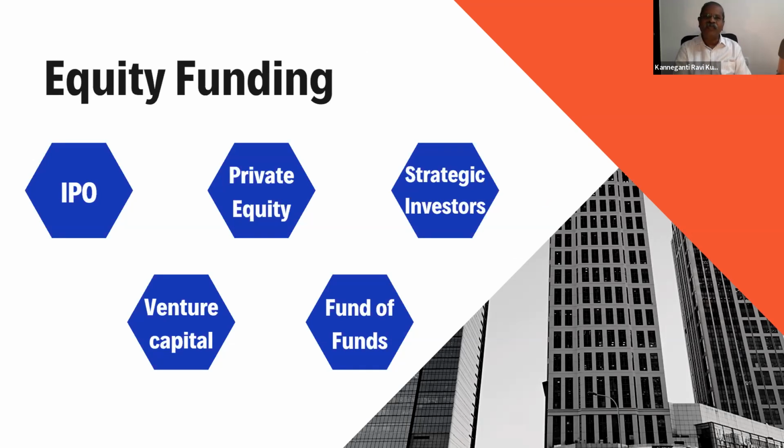What are the various types of funds available for entrepreneurs? In case of equity funding, you can get funds through IPO, private equity, strategic investors, venture capital, and fund of funds. What is IPO? IPO is the initial public offering, where you can raise funds from the public and get your shares listed. In earlier days, listing happened only for big companies like Tata, Birla, Reliance, and medium scale companies.